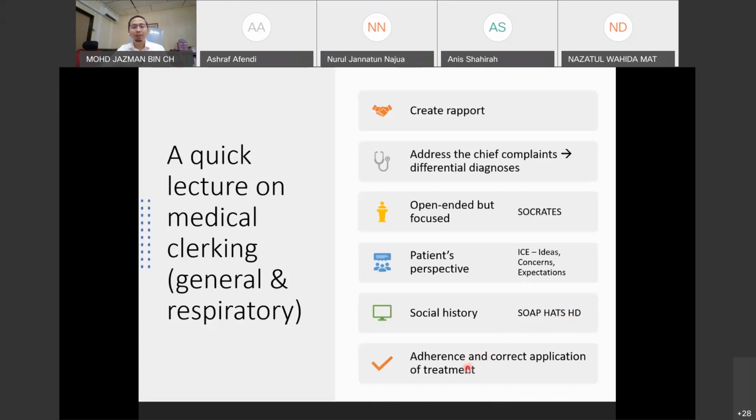Okay. So lastly is your adherence and correct application of treatment. This is very important, especially in respiratory diseases whereby we have lots of devices or inhalers. So you need to have some idea about the treatment used in respiratory diseases and how to apply them, especially for inhalers. All right. That's all for medical clerking on general respiratory examination.